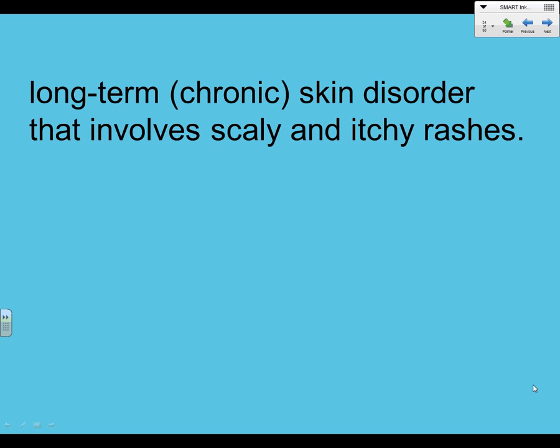The next one will be a long-term or chronic skin disorder that involves scaly or itchy rashes. Shingles? No, shingles is actually the chickenpox virus. It's called eczema. I got one on my ear and right here on my face. That's a big one. Again, none of these are contagious. They're not contagious diseases. You can't get them from anyone else.